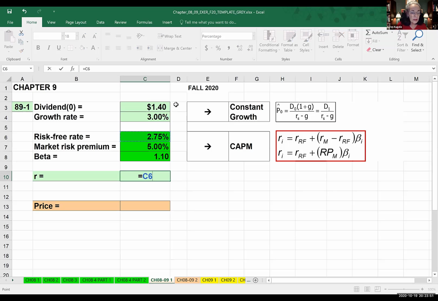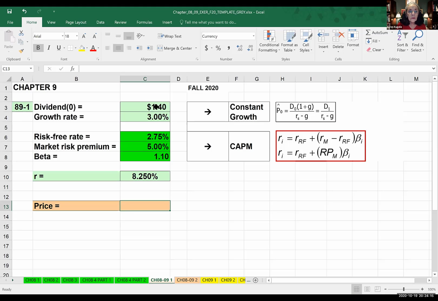It's the risk-free rate plus market risk premium times, where's beta? There's beta. Yeah, beta. There we go. Okay. Yep, right. Yep, there we go. Okay, now I've got everything I need to get the price.